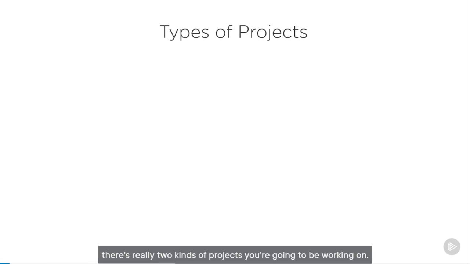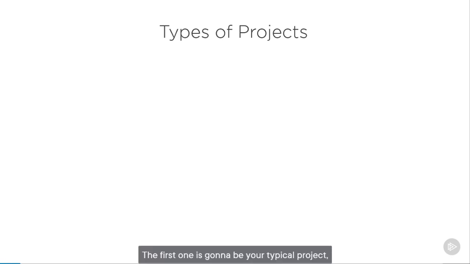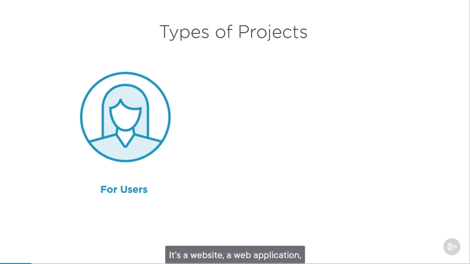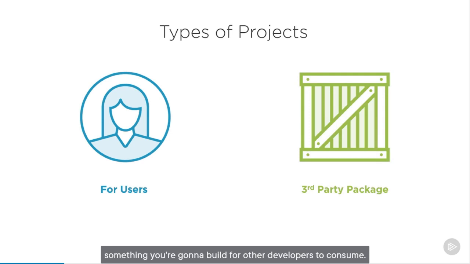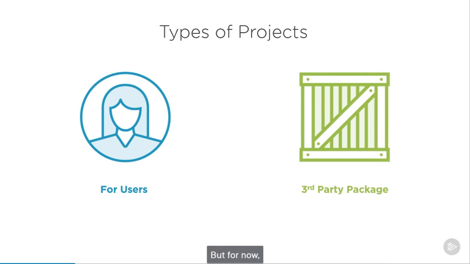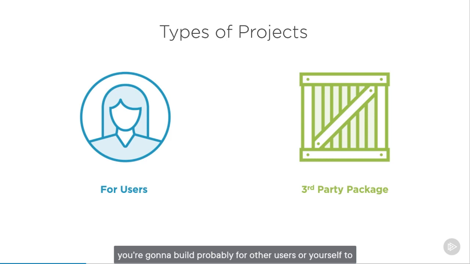When you're working with NPM, there's really two kinds of projects you're going to be working on. The first one is going to be your typical project where you're building something for users. It's a website, a web application, something of that nature, where there's going to be users that are using it of some kind. The other kind of project that you deal with NPM is a third-party package, something you're going to build for other developers to consume. We'll talk about building packages for third-party consumption later on, but for now let's talk about the first kind of project, a project you're going to build probably for other users or yourself to use.